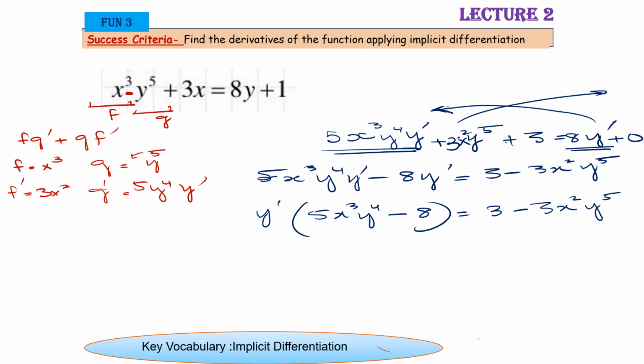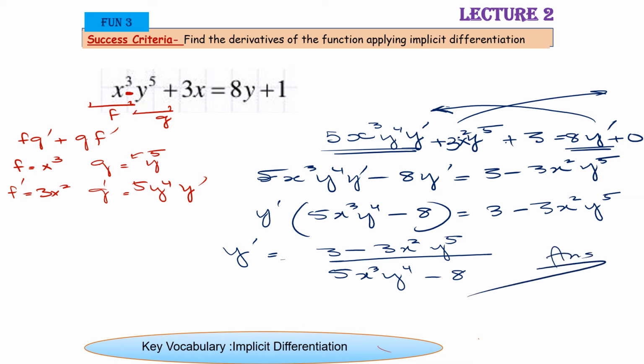If taking the common is not worth it, then don't take the commons. Divide both sides by 5x cubed y to the power 4 minus 8, but I am not showing you directly, I am writing it in the denominator of the right hand side. Okay, so this is our final answer.